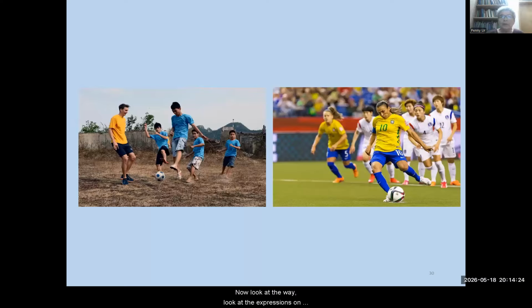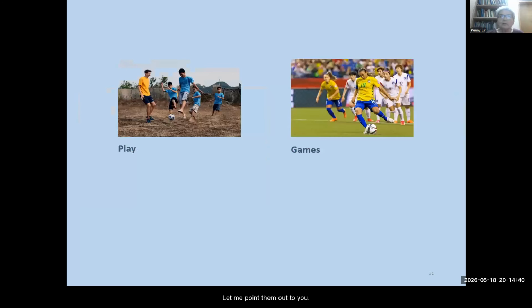Now, look at the expressions on their faces and their body language. And there's some very interesting differences there. Let me point them out to you. In play, the process is more important than the outcome. In games, the outcome is at least as important, if not more important.